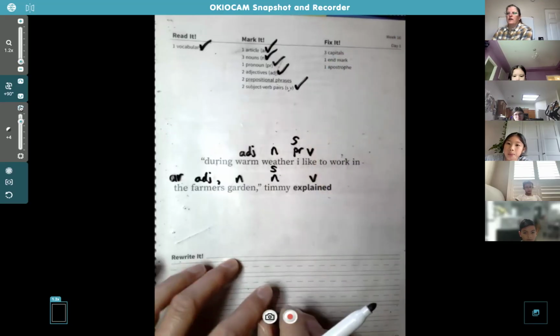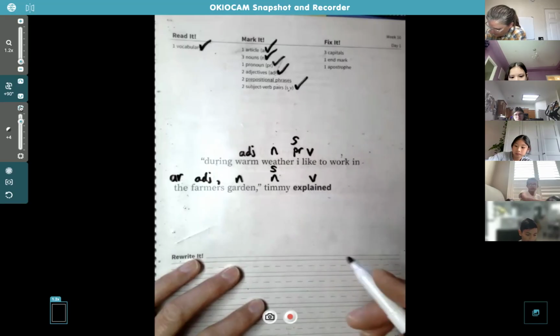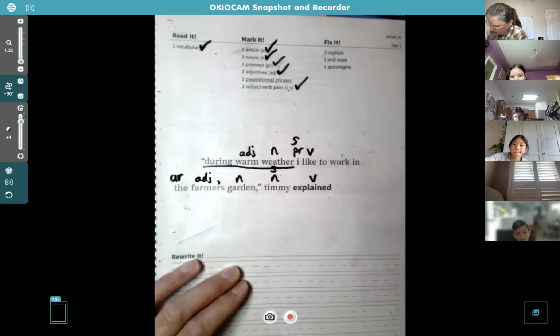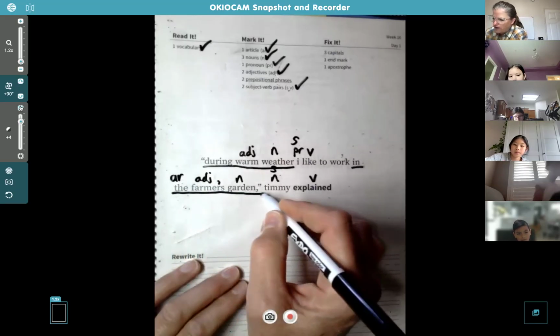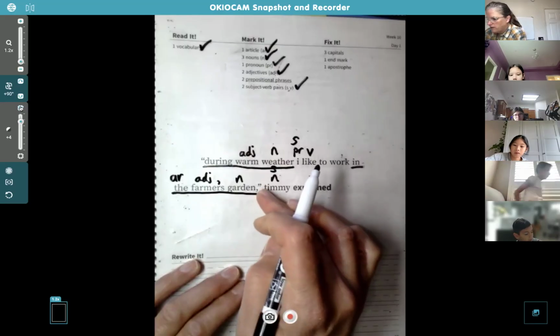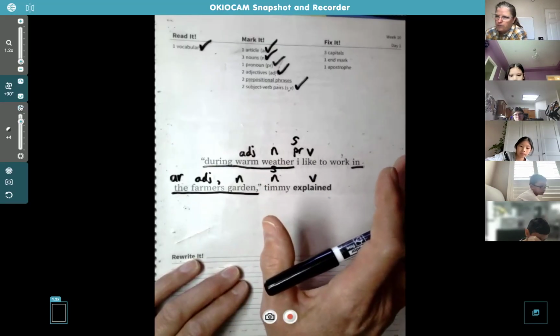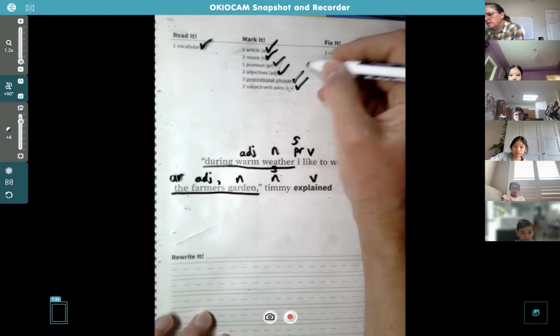Now the prepositional phrases, Sydney. During warm weather. Good. In the farmer's garden. Good. That's correct. Oops, I went too far there. "To work," we're just going to leave that alone. It's not a prepositional phrase. It's an infinitive. We're just going to leave that alone. So you are correct. Those are the two phrases.